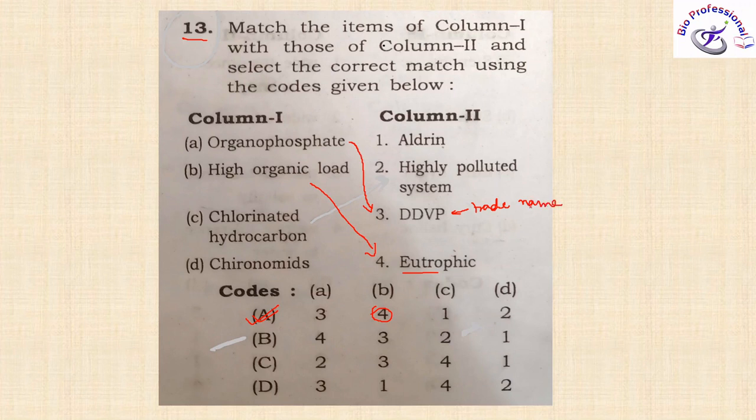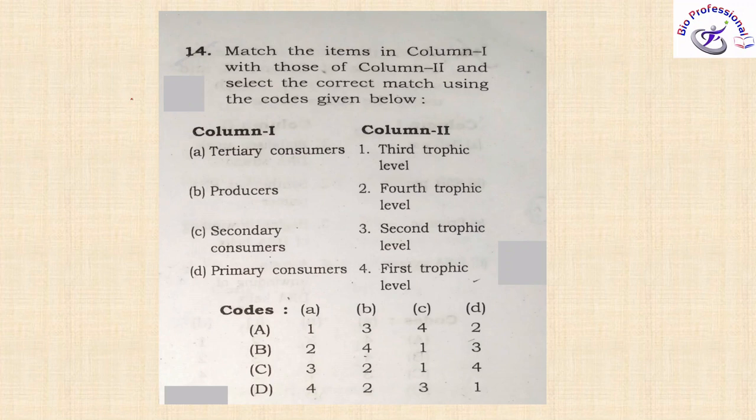It's a trade name, and it is actually used as insecticide to control pests. So A3. Then chlorinated hydrocarbon. Chlorinated hydrocarbon is related to highly polluted systems and chironomid. So basically, if you know this, option B, you can easily find the answer. So option A is the correct. This is a very easy question from the ecology part.